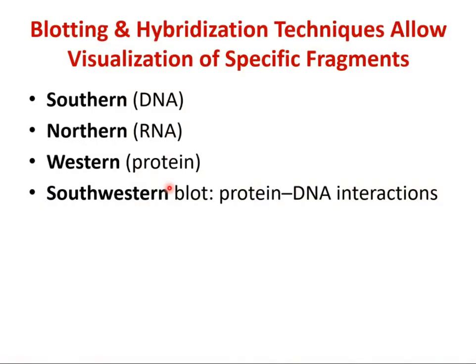Then I told you about the various blotting techniques: Southern blot, Northern blot, Western blot. In Southern blot, you analyze the DNA. In Northern, you analyze the RNA. In Western blot, you analyze the protein. So in Southern blot, what do you look at? You can see whether there is a deletion, an insertion, a translocation, or a point mutation.